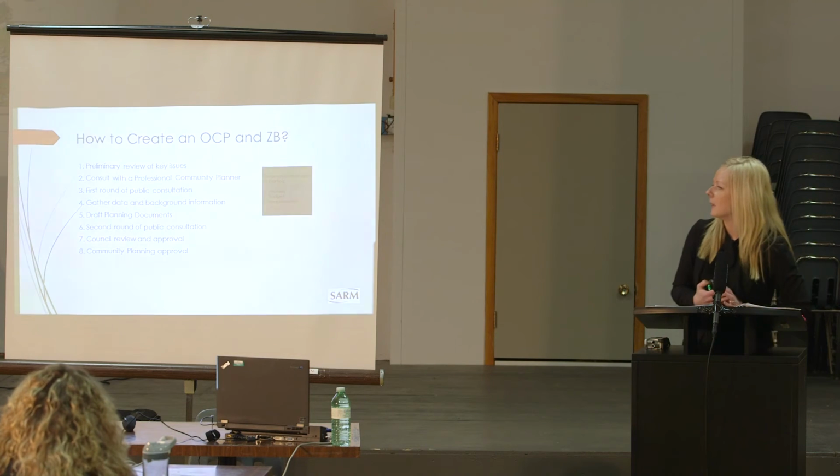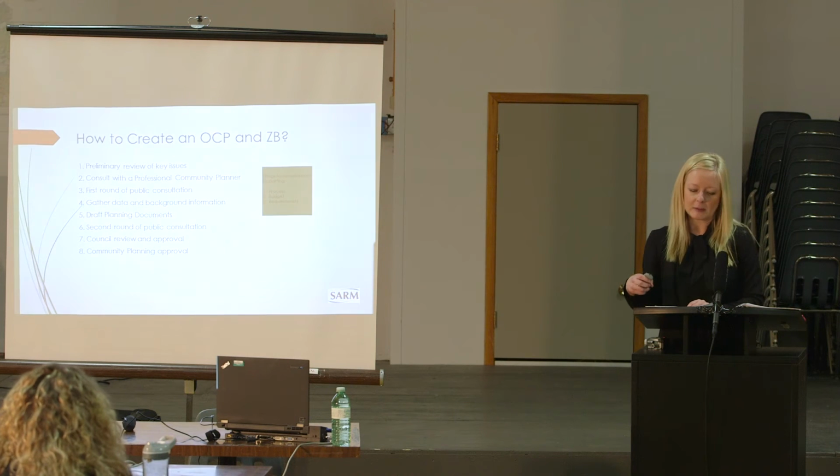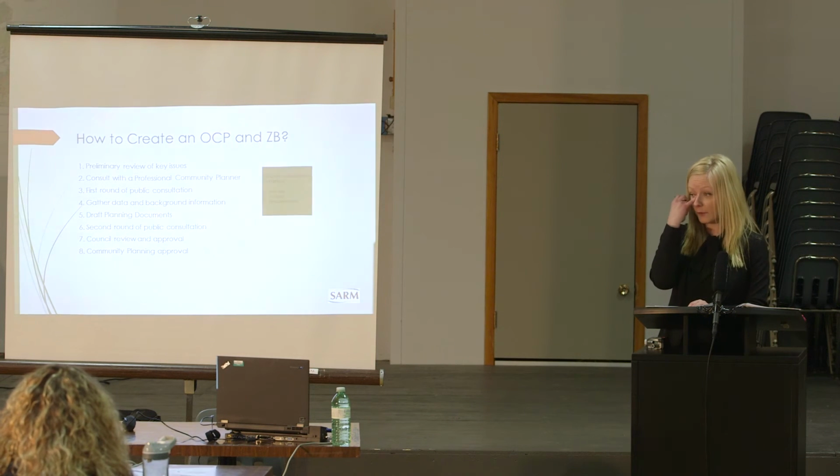So this is just an overview of the steps. I'm going to go through these in more detail of what's actually involved and what the process includes. The first step is the preliminary review of key issues, which I went through already with you. Then you have to consult with a professional community planner, and I'll go through those requirements. Then some type of public consultation. Then you gather all of that information and the background information, and from there you draft your actual planning documents. Then you'll go through another round of public consultations. Once you get a draft the council's comfortable with, they'll review it and approve it, and then it has to go through the community planning approval as well.